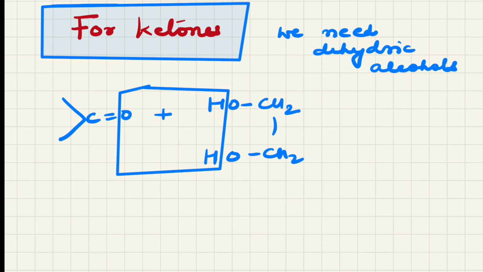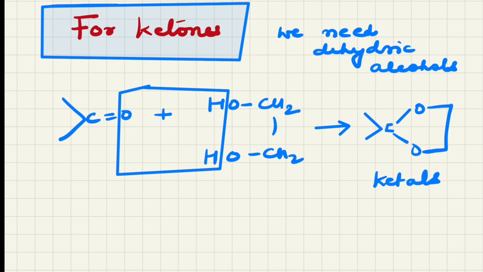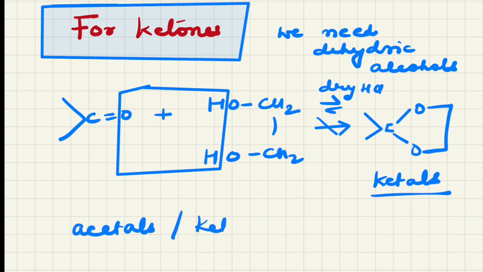they are removed, and what we get is, these are known as ketals. It will be reversible and it will take place in presence of dry HCl. So here we get either acetals or ketals.